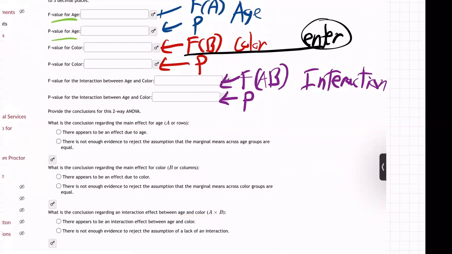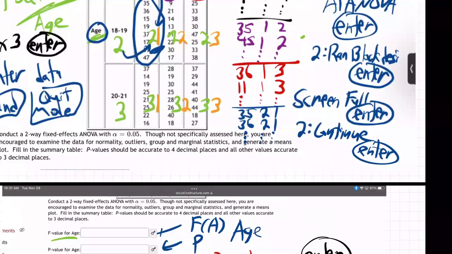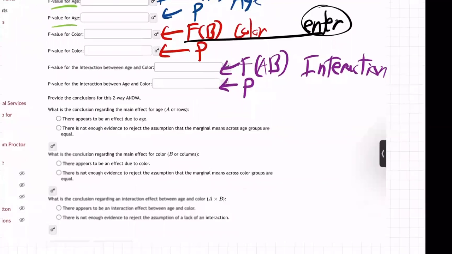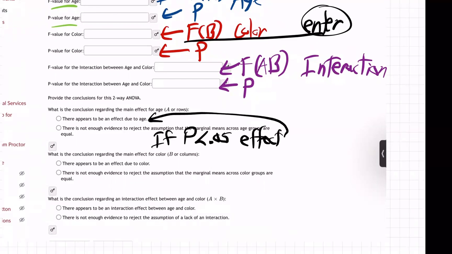Well, if the p-values are low, you just grab those p-values. I don't remember what my alpha is. My alpha is 0.05. Yours might be different. Mine is right here, 0.05. Find your alpha value. These are pretty easy. If the p is below 0.05, then there's an effect.